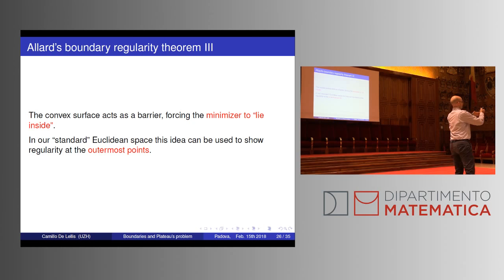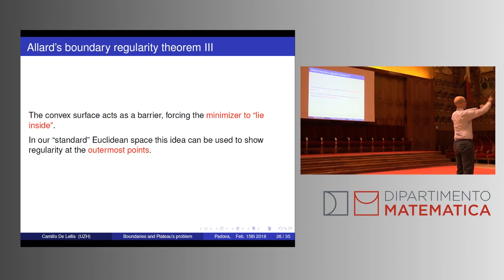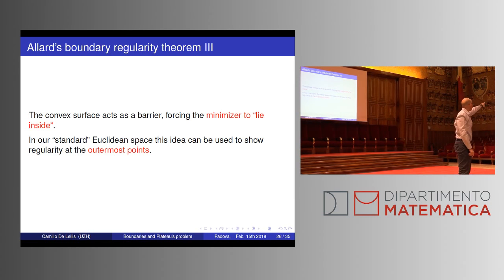I sit, say, in the middle of the curve somewhere, say in the origin. The curve is around me. I can look at the most distant point. At the most distant point, there is a sphere which is touching the curve in such a way that the curve is all on this side of the sphere. And that sphere actually acts as a barrier, and it tells me that that point can only be one-sided. And if that point can only be one-sided, Allard's theorem actually tells me that that point is regular.